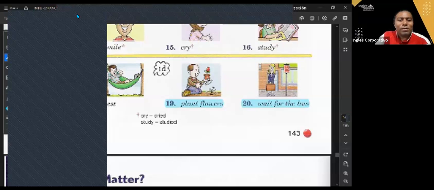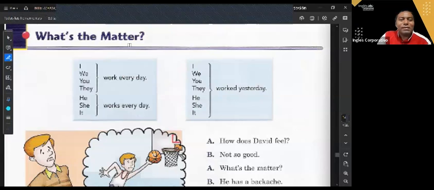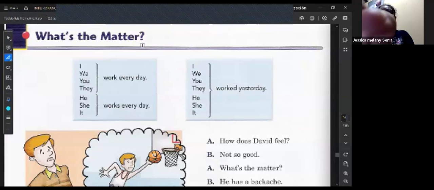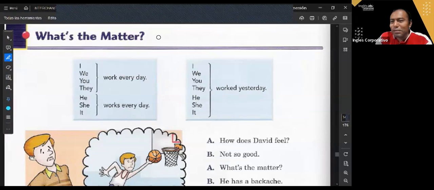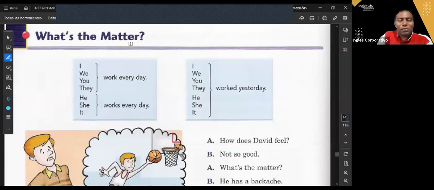Okay, y todos los demás verbos serían con ED. Now, please repeat that for me. What's the matter? What's the matter? ¿Qué sucede? ¿Qué pasa? Es what's the matter, right? Mire, tiene una doble T entre dos vocales. ¿Cómo la va a pronunciar? Como R. What's the matter?